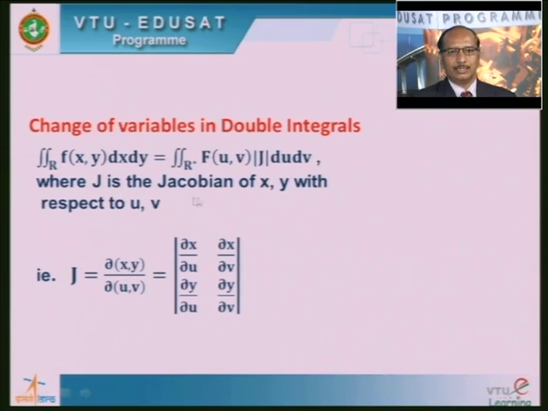Here J is the Jacobian of x, y with respect to u, v. You know how to find the Jacobian value from the equations, when x is a function of u and v, and y is also a function of u and v. The Jacobian definition, dou(x, y) upon dou(u, v), is the 2 by 2 determinant: first row dou x by dou u, dou x by dou v; second row dou y by dou u, dou y by dou v. That gives the J value, which is substituted in the changed integral: function of u, v times mod J, with dx dy replaced by du dv.